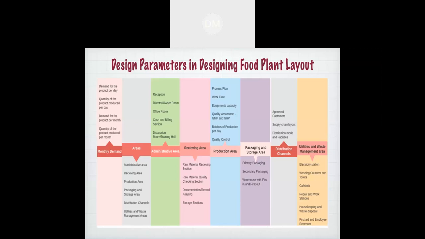Then packaging and storage area: primary packaging, secondary packaging, warehouse with first in, first out. So the packaging requires area for storage of the prepared product, final packaging or after preliminary packaging. Then distribution channel: supply chain layout or distribution mode and facilities. So these are all the points involved in designing a food plant layout.